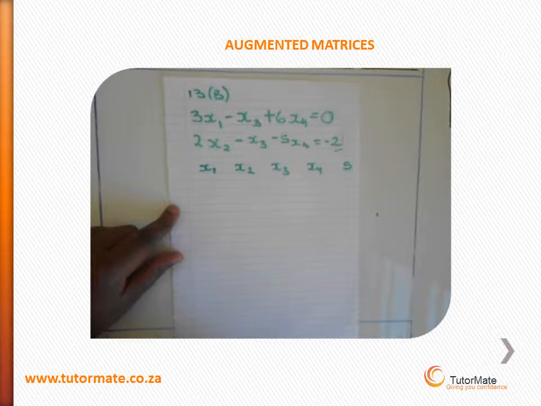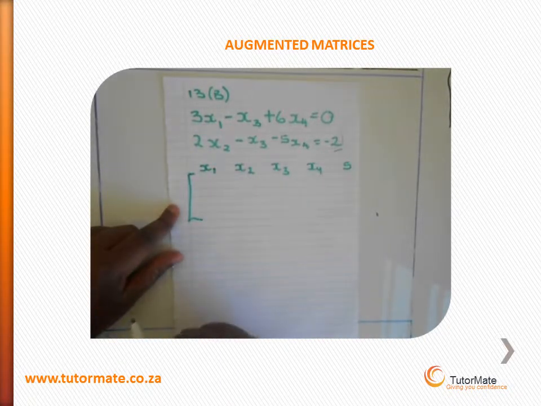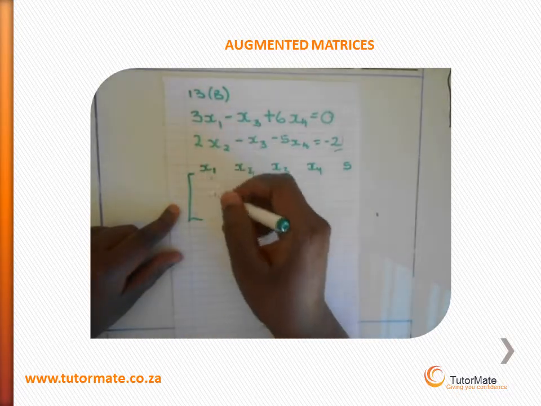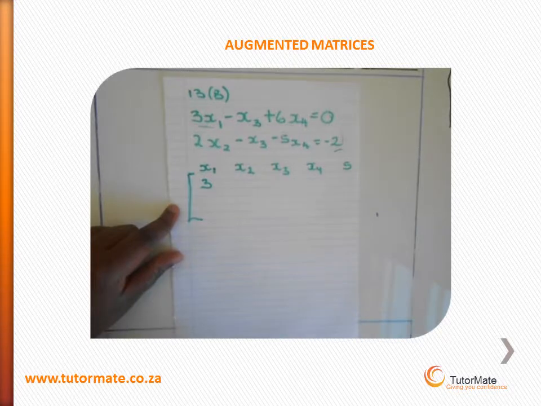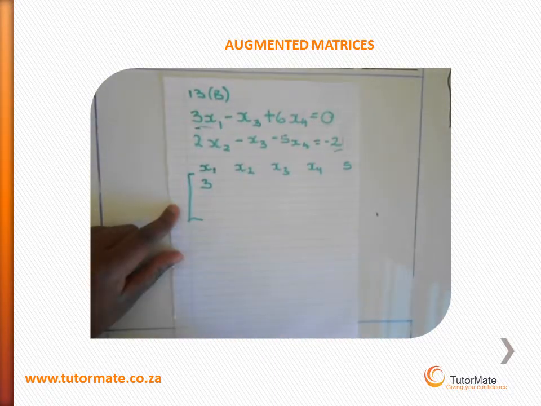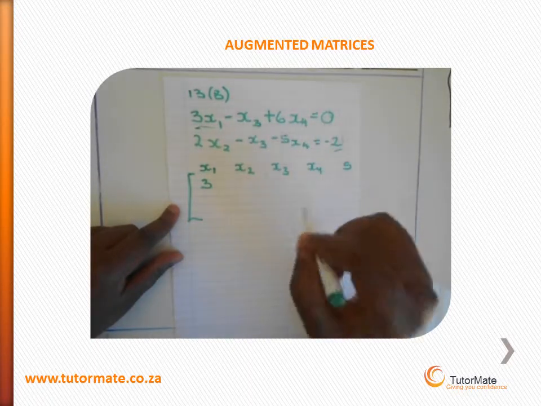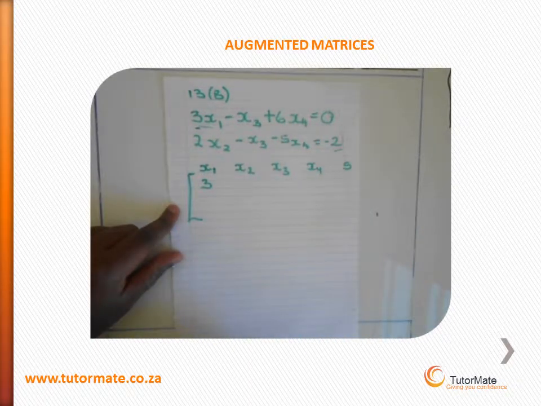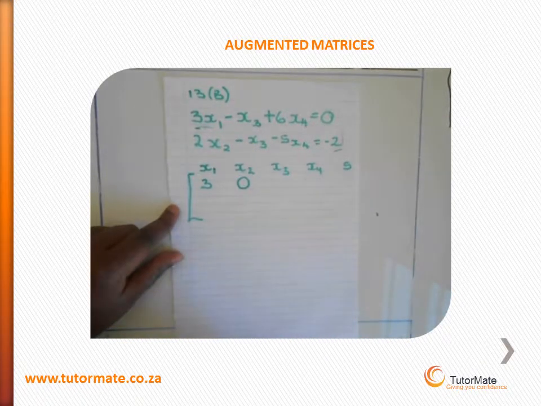I'm now going to only work with the first equation. For x1, I have 3, coming from the 3x1. The constant 3, coming from the first equation, 3x1. x2, I don't have x2 in my first equation. So what do I put? I'm going to put a 0.